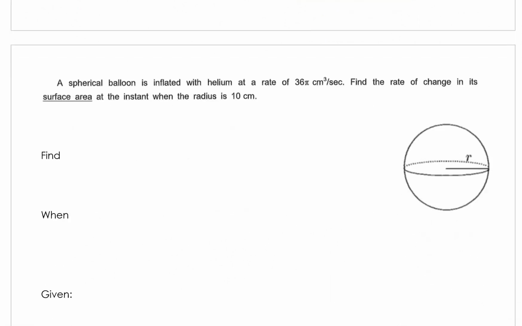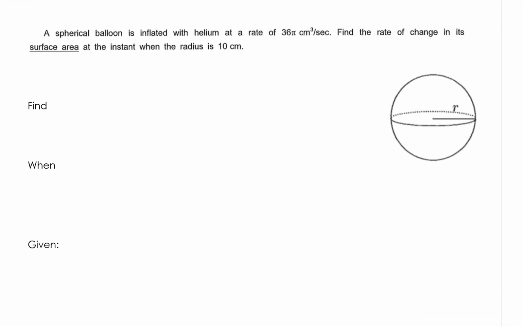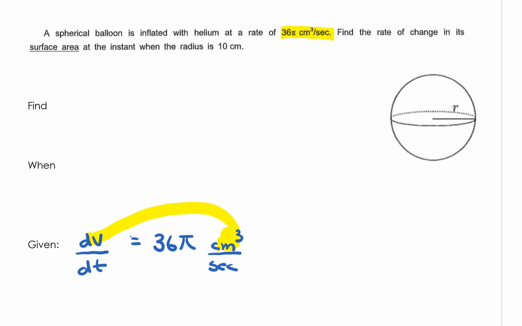Okay, let's move on to another related rate problem. We have a spherical balloon in this problem, and it's inflated with helium at a rate of 36 pi centimeters cubed per second. So whenever I see those kind of numbers, I don't mind writing them out right away. I have 36 pi centimeters cubed per second. And if I align this up, this should be dV by dt. And just because I have cubic centimeters there, that should be volume, right? So make sure your units do line up.